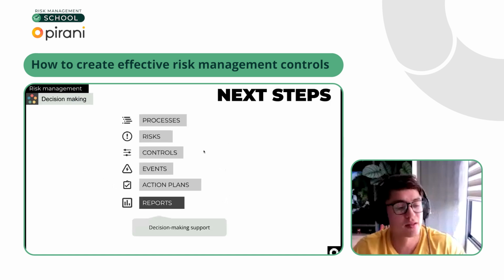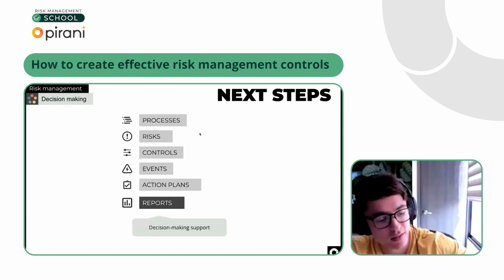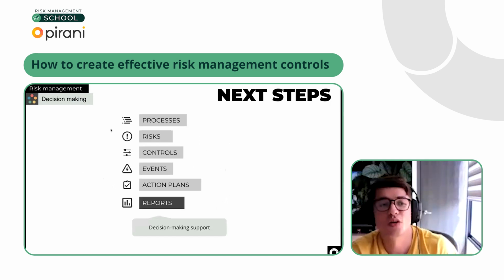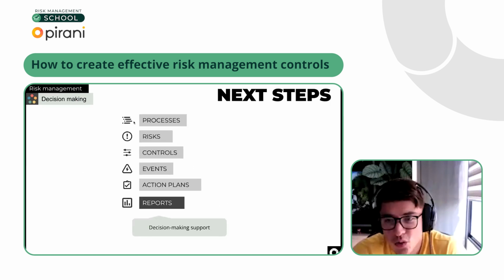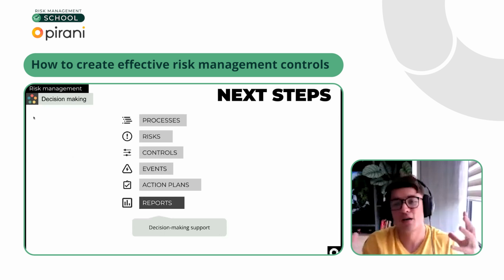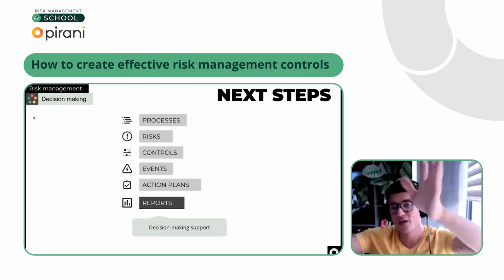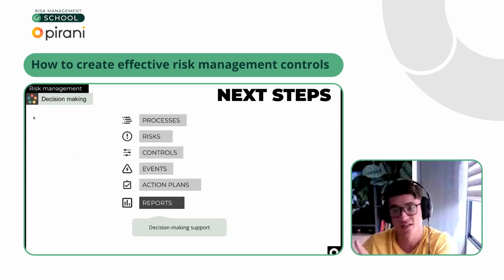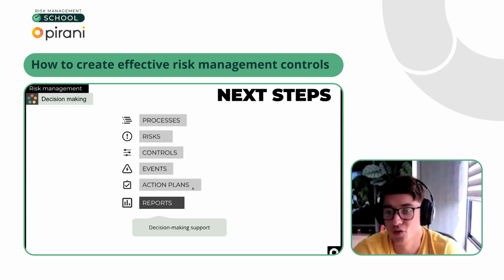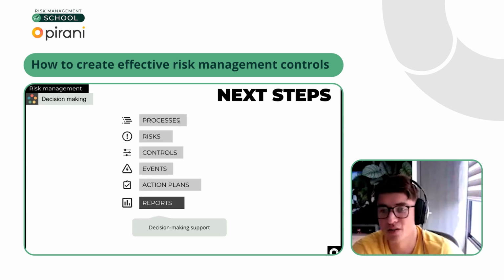And in the last classes, we're going to talk about how all this, with the reports, is going to help us with decision-making support. Risk management is not only about putting perfect processes, risks and controls in the software or in Excel. It's what you are doing with this information. What are you doing in your company in order to grow better and to take risks smartly?